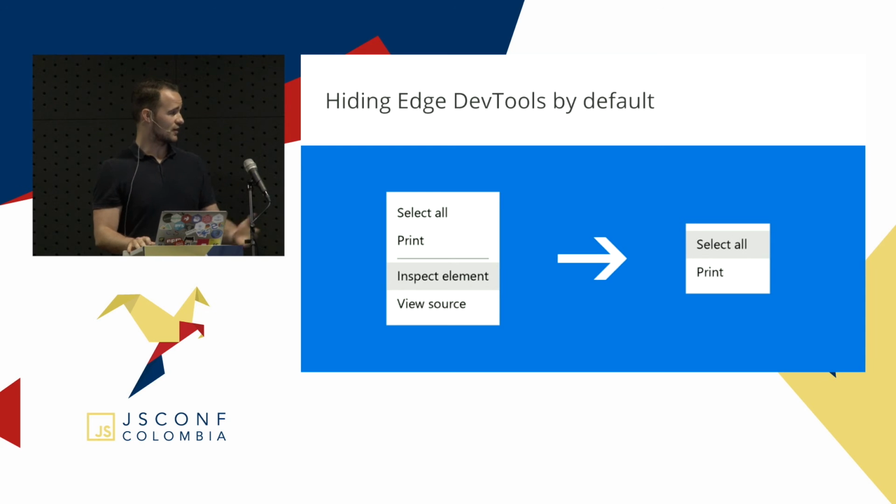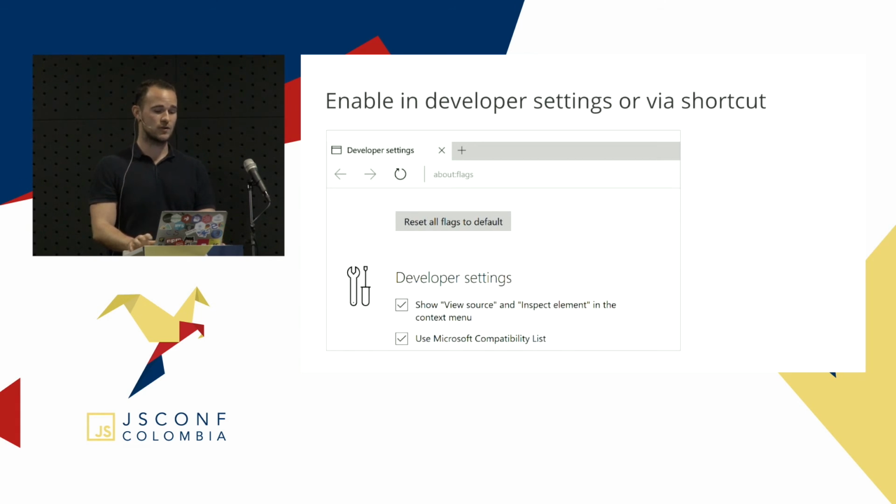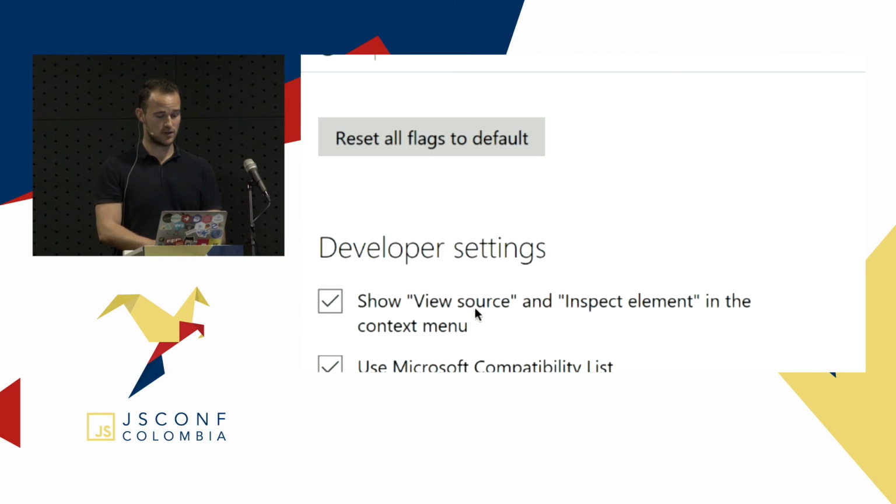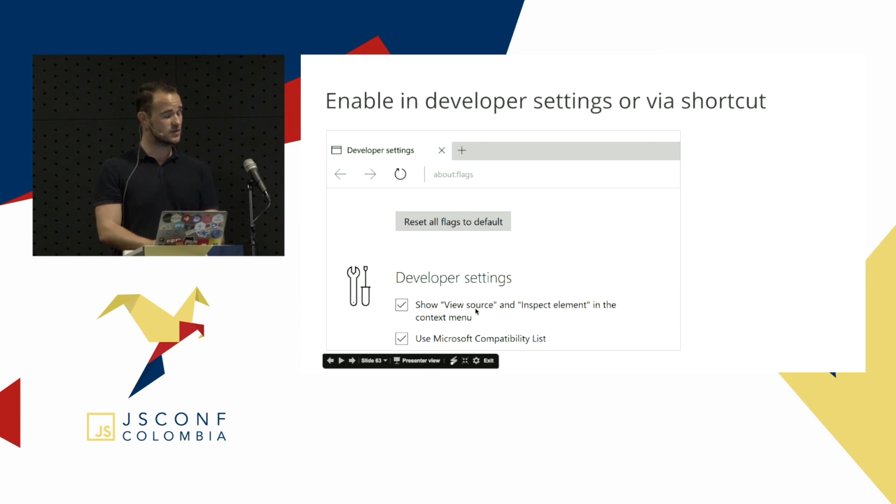So why is it we insist on enforcing inspect element and view source? It doesn't make any sense if you're just a regular guy. So that's disabled by default. And you actually have to go into about flags, that is our settings page, to enable them. And you have to tick this box to say view source and inspect element in the context menu.